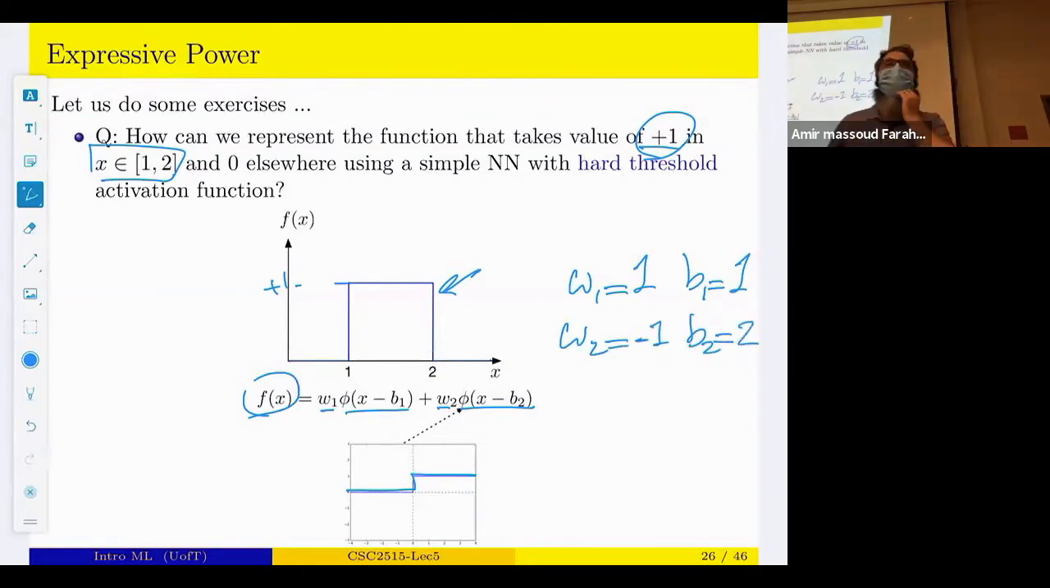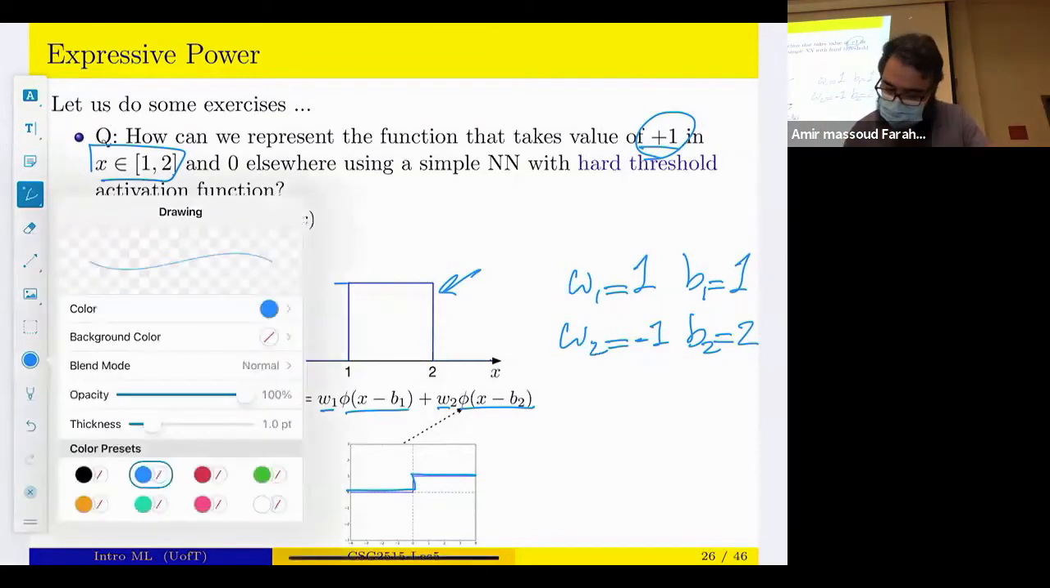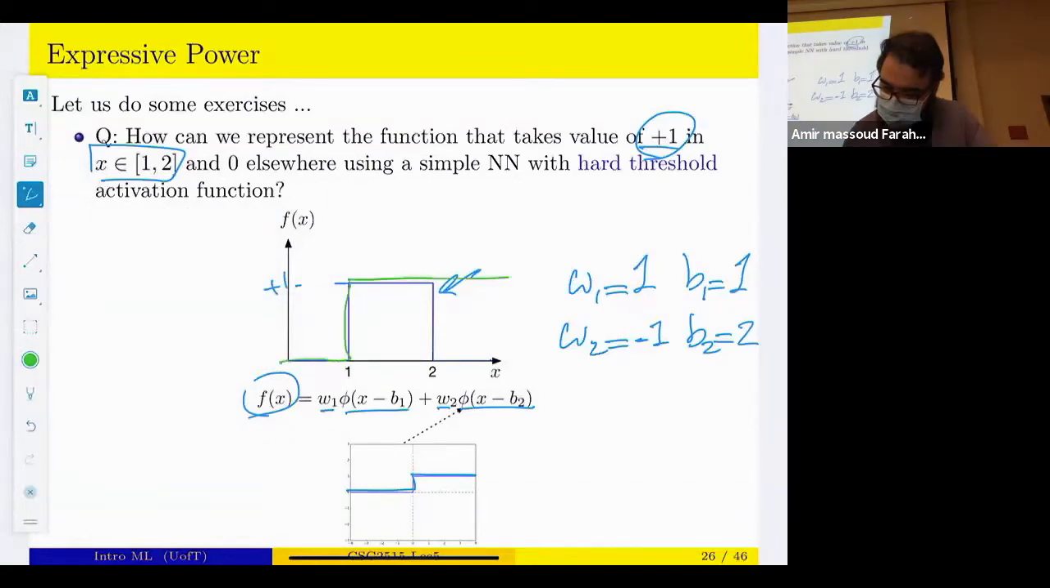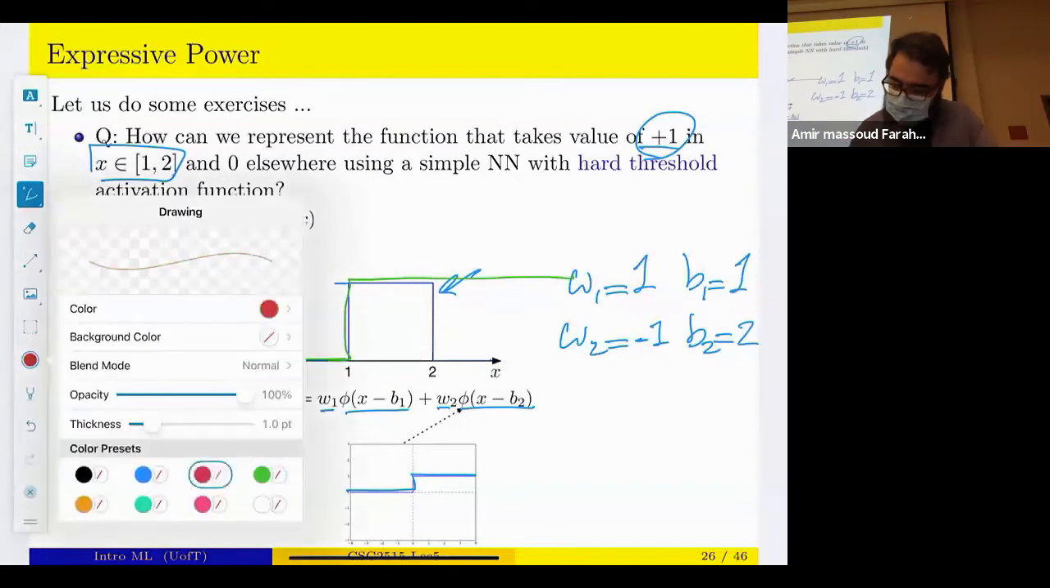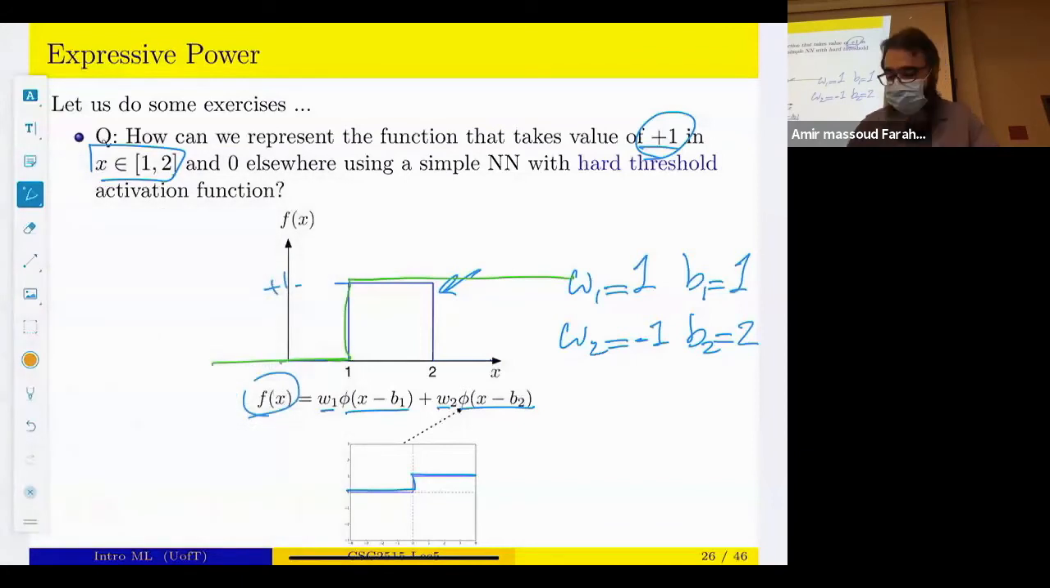So you see that essentially what we are doing here is composing two functions. One of them looks like this, and the other one looks like the negative of it, but with the change starting at a different point. Maybe I can just show the same function at this point, and then we subtract them. So W2 acts like a subtractor. The choice of B1 or B2 chooses where that threshold, where that change in the function, starts.